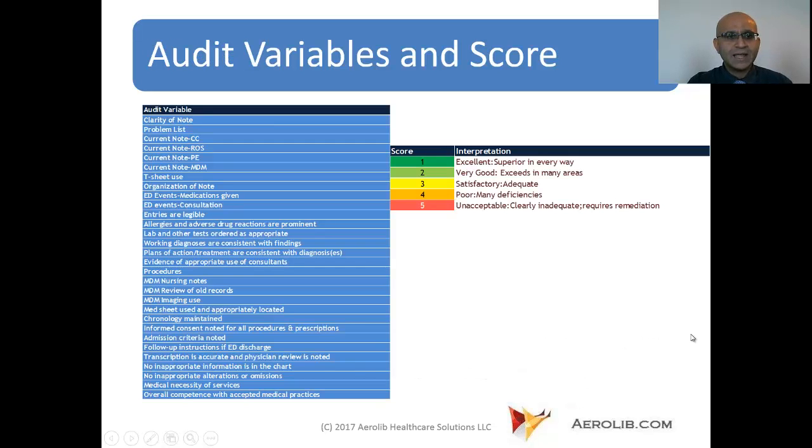You can see this slide, and it talks about the number of audit variables. Our score is from 1 to 5, where 1 is excellent or superior in every way, and 5 is unacceptable or clearly inadequate, requiring remediation.